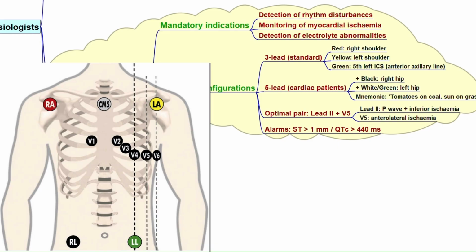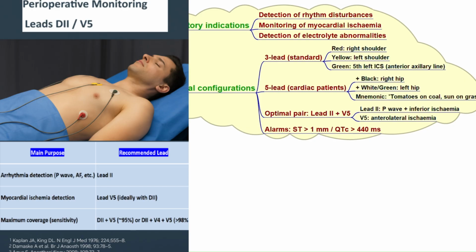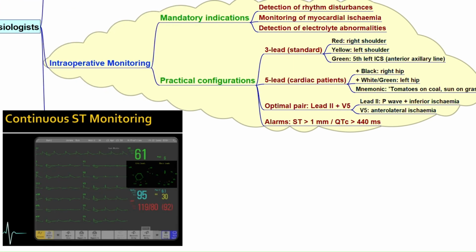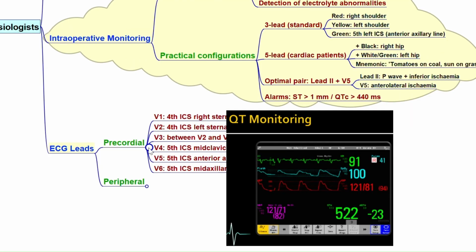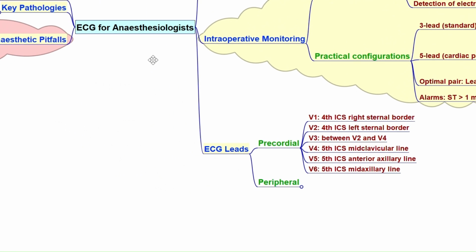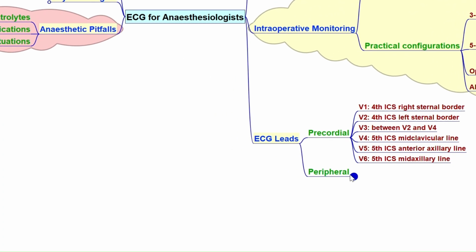So D2 and V5 leads are recommended. D2 helps see P waves and inferior ischemia, while V5 detects anterolateral ischemia, as demonstrated in numerous studies. For this, alarms are continuously set for ST elevation over 1 mm and corrected QT above 440 milliseconds, because these changes are linked to serious events.